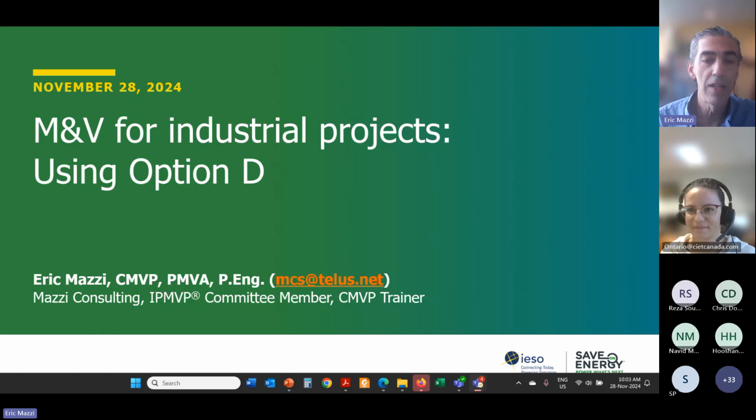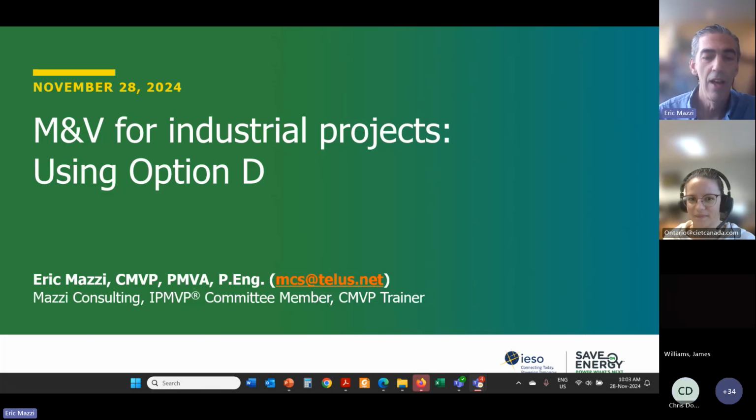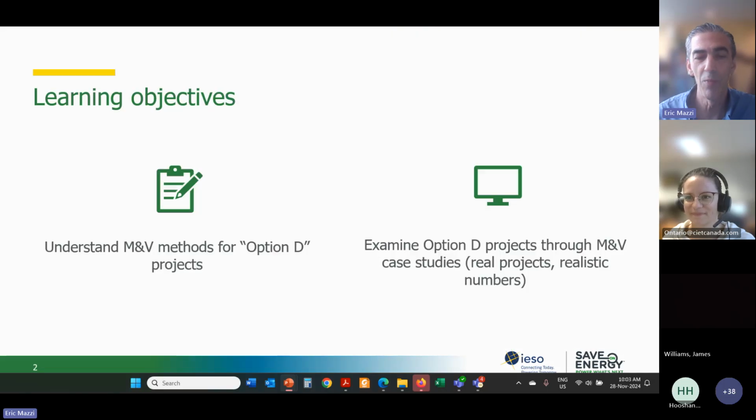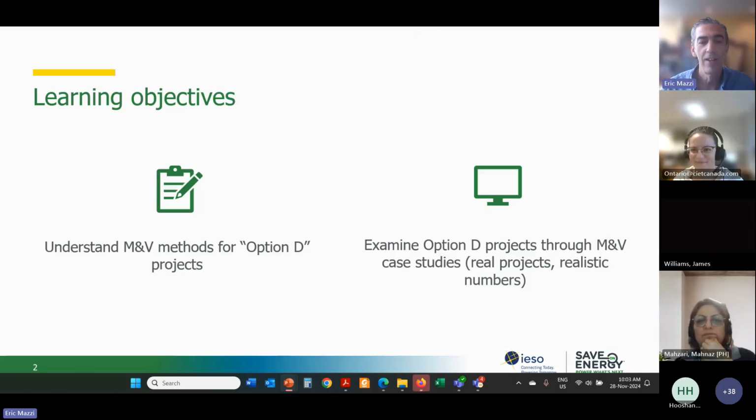The topic for today is measurement and verification for industrial projects, specifically option D. For those who may not know, option D is the terminology of the IPMVP; it has these methods A, B, C, D, and we're going to talk about what option D is. I recognize that there are some people with good industrial experience in attendance, so I'm hoping you folks will keep me honest and engage in some discussions here.